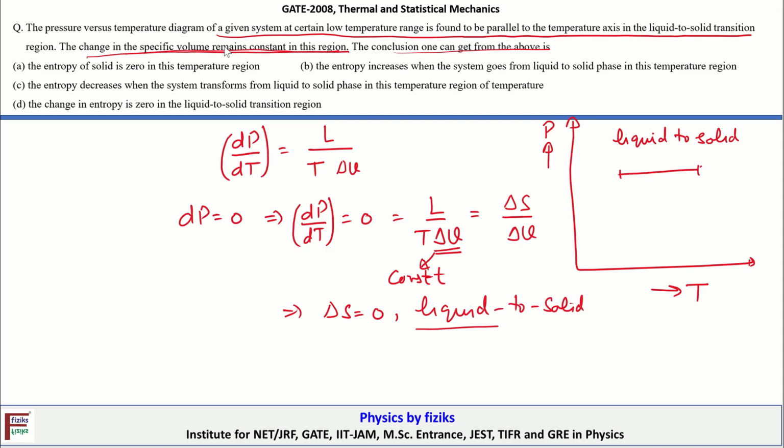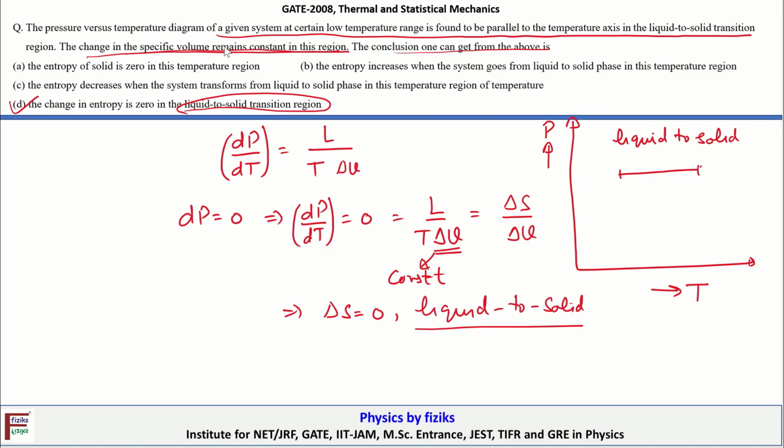Therefore the right option here is that the change in entropy is 0 in the liquid to solid transition region. That's the correct one here. So let's quickly take a look at the other options.